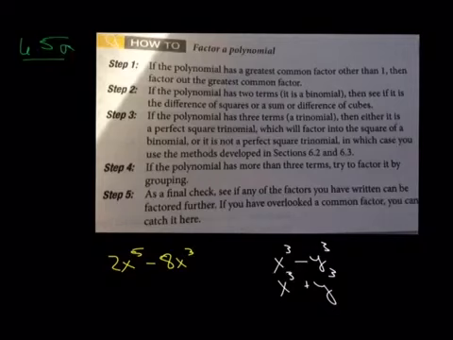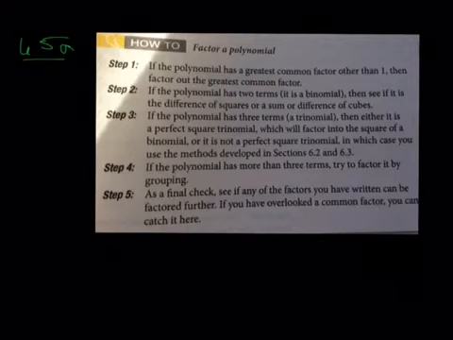Step 3 says, if the polynomial has three terms, then it is either a perfect square trinomial, which will factor into the square of a binomial, or it is not a perfect square trinomial, in which case you use the methods developed in section 6.2 and 6.3. We'll have to look at some examples there for you to fully understand what they're saying, but maybe you do fully understand it.